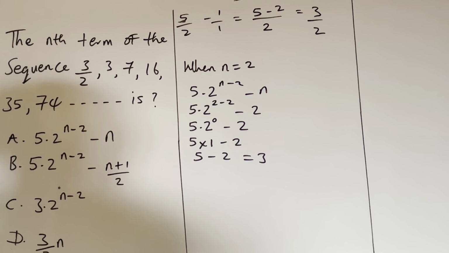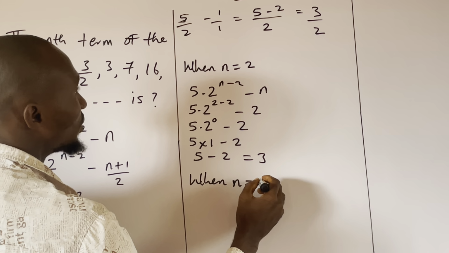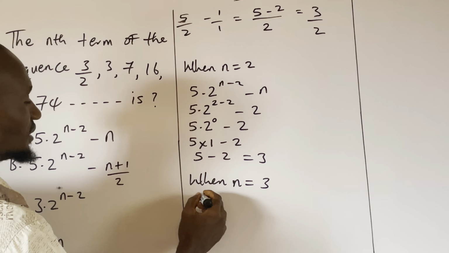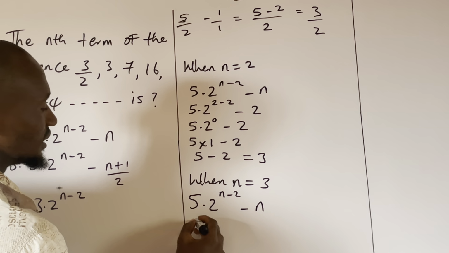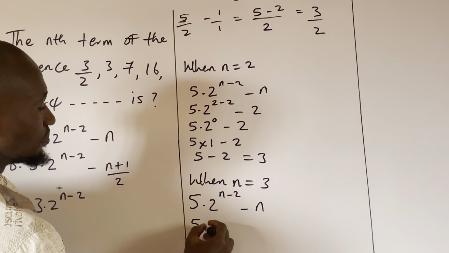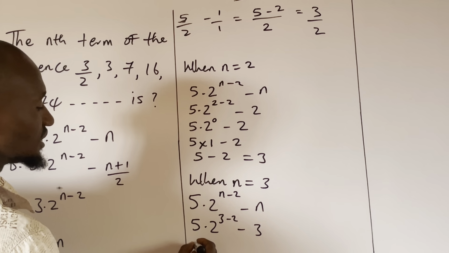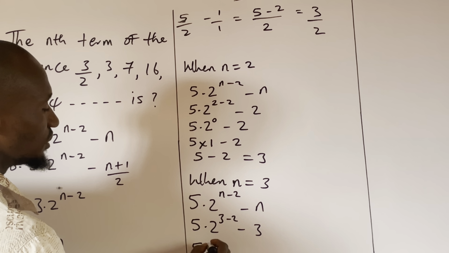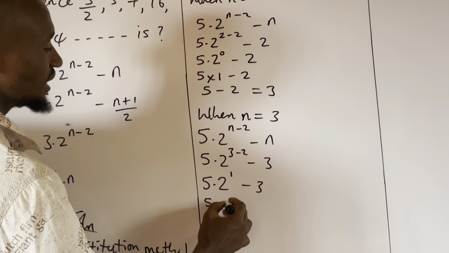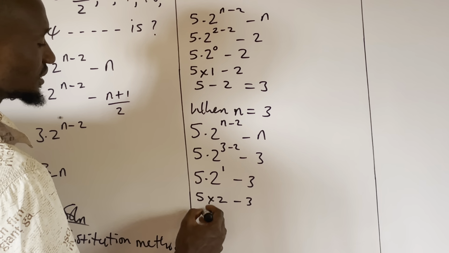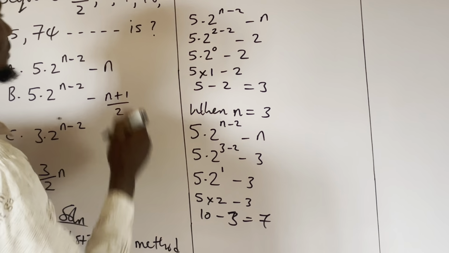Did you get it? Now, when n is equal to 3, 5.2^(n-2), then minus n. This is 5.2^(3-2) - 3. So this is 5.2^1 - 3. So this is 5 times 2 minus 3. This is 10 minus 3. The answer is 7. We've gotten 7.